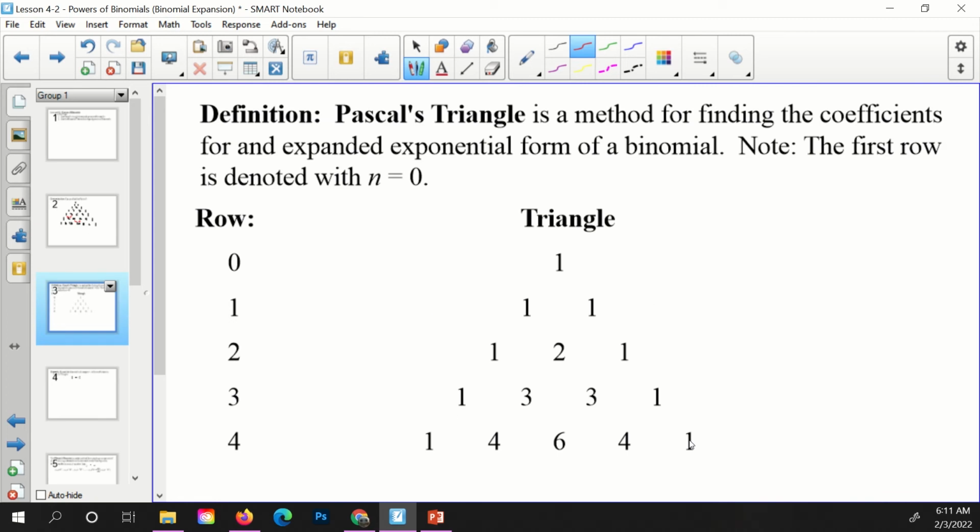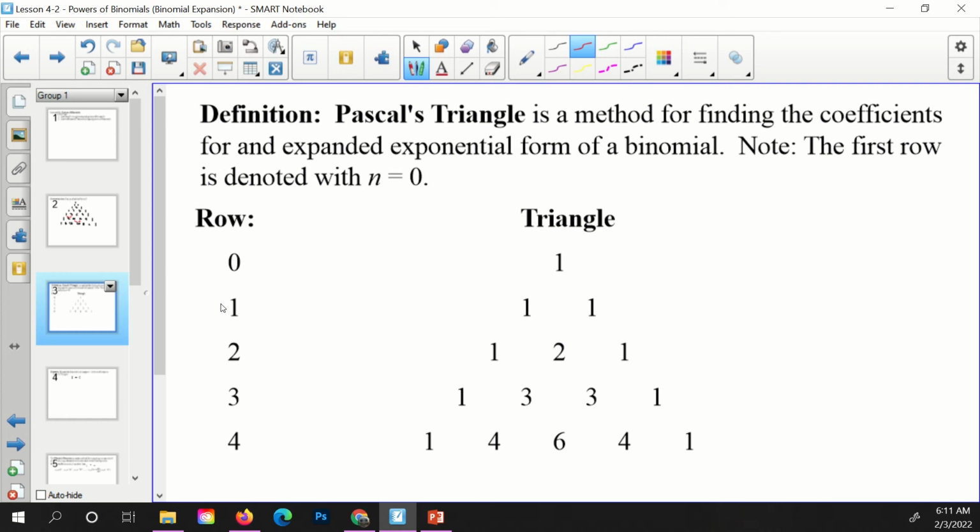So Pascal's triangle is a method for finding coefficients for an expanded exponential form of a binomial. And note the first row is denoted with a 0. In fact, in each row, when we start counting the terms, we start counting with 0. I know that's odd. Normally you start counting 1, 2, 3, 4. But in this case, we're going to start counting with 0. So this is the 0 row.